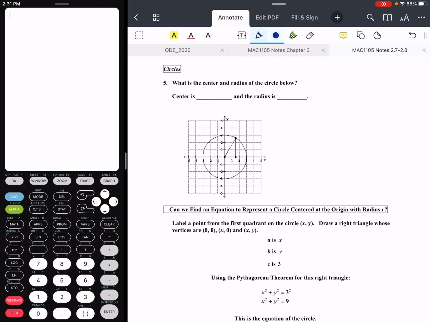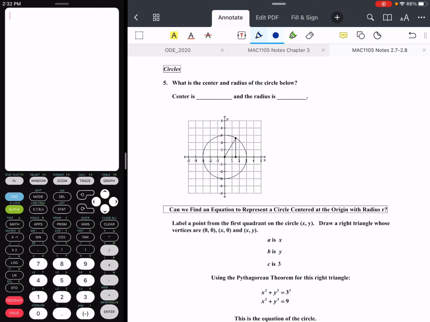Now we'll talk about equations for circles. Again, we're going to use this right triangle Pythagorean theorem relationship to talk about why the equation is what it is for circles. Looking at this circle below, suppose we want to come up with an equation for it.